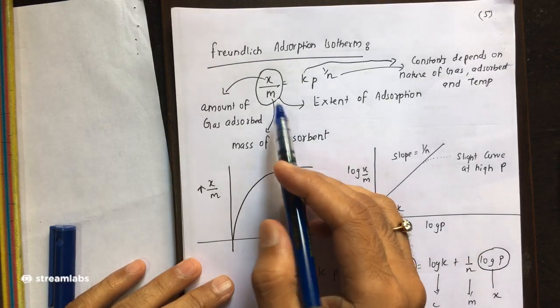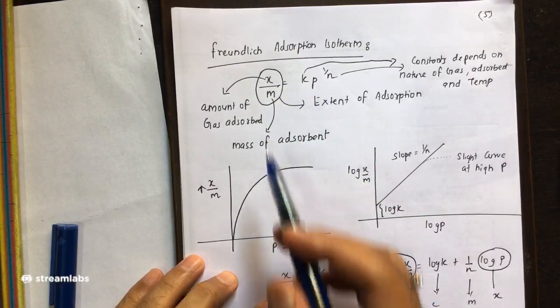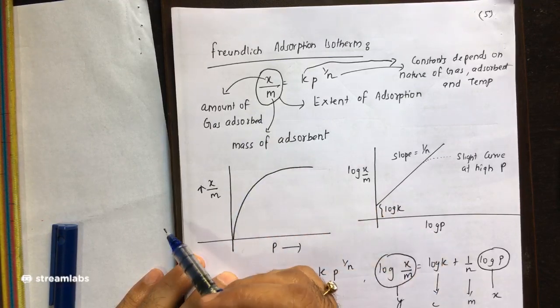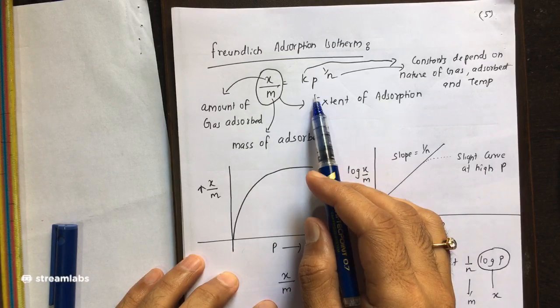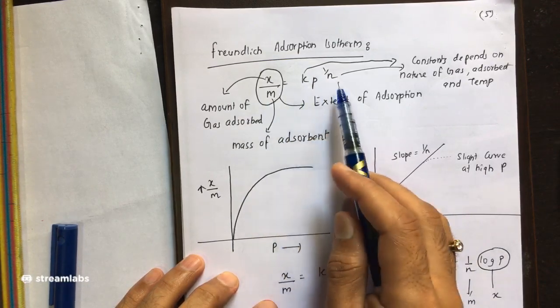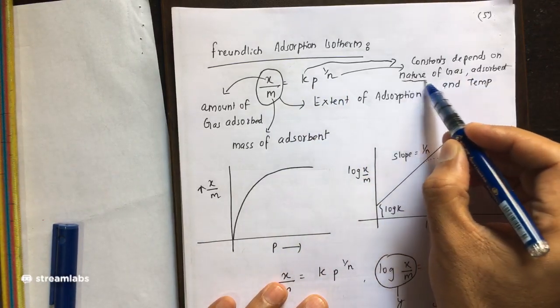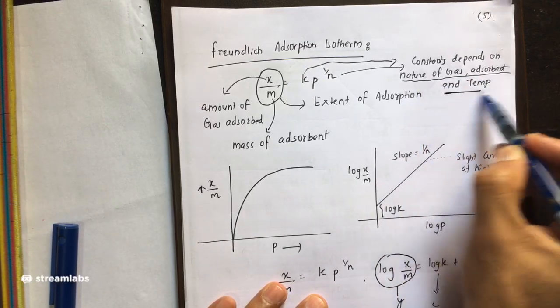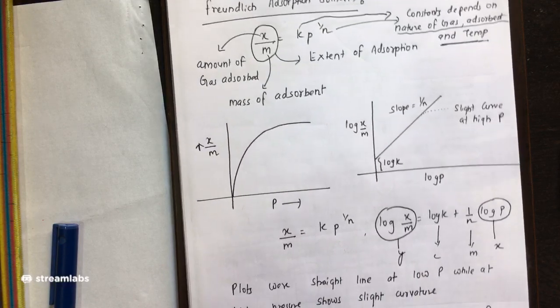And that is what he has said: x by m is equal to k p to the power 1 by n. What is x by m? Extent of adsorption. What is x? Amount of gas adsorbed. What is m? Mass of adsorbent. What is p? Pressure. So k and n are constants, and these constants depend on the nature of gases, temperature and adsorbent.